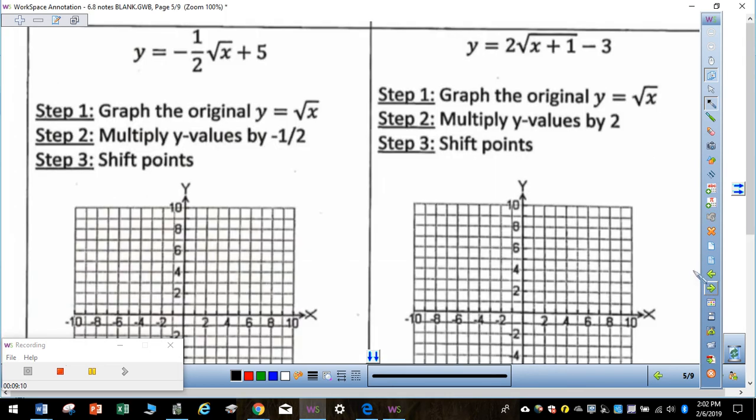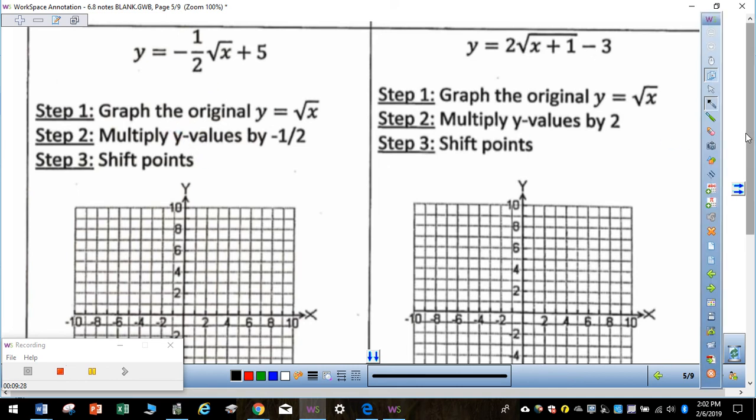Okay, the next two problems have some translations, moving left, right, up, down, but we also have a reflection happening in this one, and we also have a vertical stretch, and this one is vertically compressed. So we have a little bit more going on here.